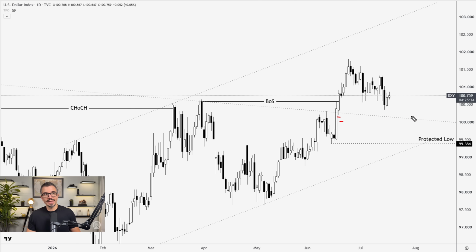So I think if we were to get that from the US dollar, a bearish move down here into this area, followed by a change of character down here, that would be key, then we could get a bottom forming for the DXY.